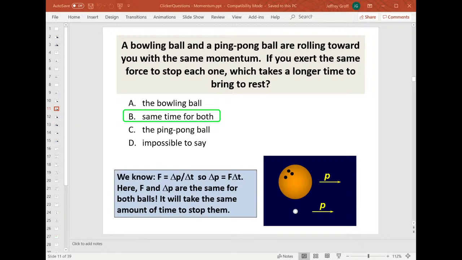So, a follow-up question here, put it in the comments. If the ping pong ball and the bowling ball have the same momentum to start, which one is traveling faster? Which one is traveling faster?